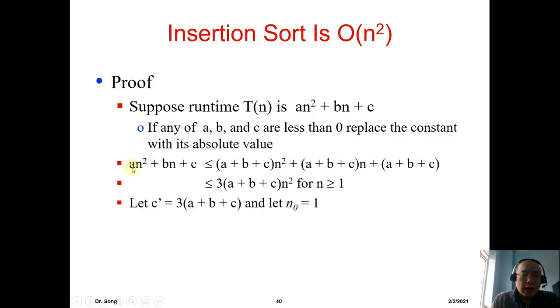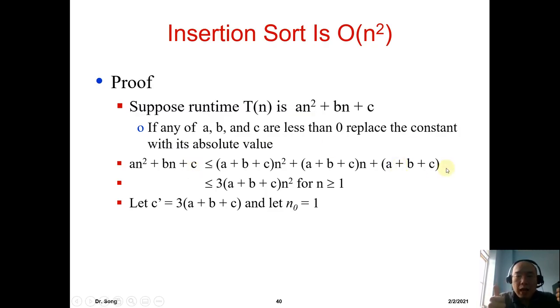For this part, a n squared is guaranteed to be smaller than (a plus b plus c) n squared, right? Let's assume that b and c are all positive. So a is smaller than a plus b plus c, so a n squared is smaller than (a plus b plus c) n squared. That is the first term. And the second term, bn, is guaranteed to be smaller than (a plus b plus c) n. Okay, so the second term is guaranteed to be smaller than or equal to this term, and the last term is the same thing. c is guaranteed to be smaller than a plus b plus c.